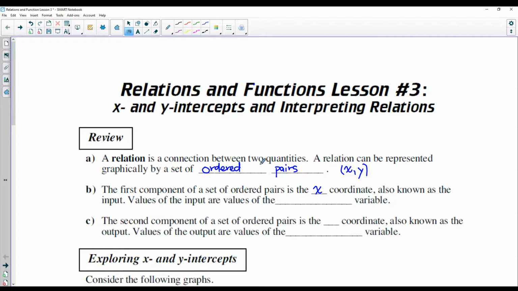And values of the input are referred to as the independent or manipulated variable. We'll use the word independent here. And the second component of a set of ordered pairs is the y component, also known as the output. Values of the output are values of the dependent variable, dependent or responding.